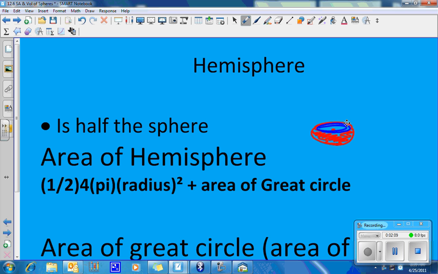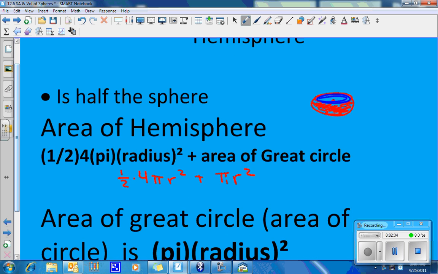All right, so it's 1/2 times 4 times pi times the radius squared, and then you add the area of a great circle. But the area of the great circle is just the area of a circle, pi r squared. So you've got 1/2 times 4 times pi r squared plus pi r squared. Now you can combine those, you can do other things, but that's the general gist.